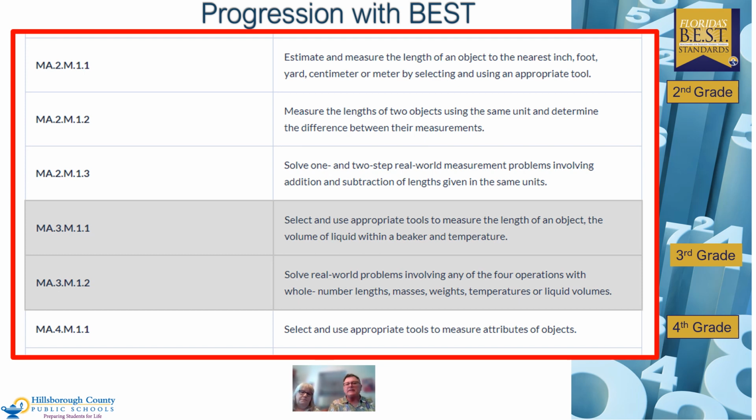A number line, yes. And then with 3rd grade, they also solve 1 and 2 step problems, but they are involving all 4 operations. So it could include multiplication and division. And in 4th grade, selecting and using appropriate tools to measure the attributes of objects.